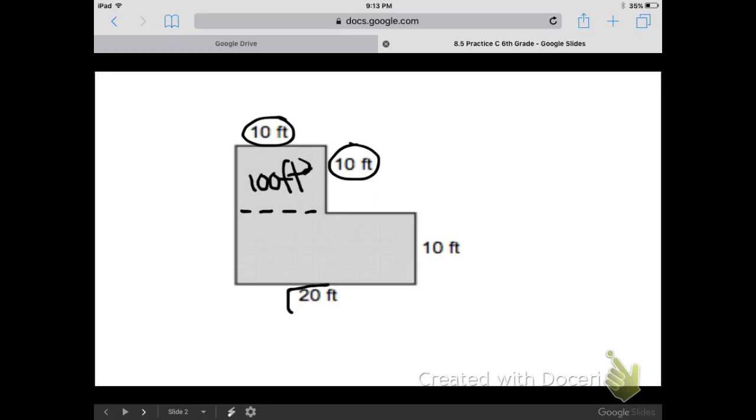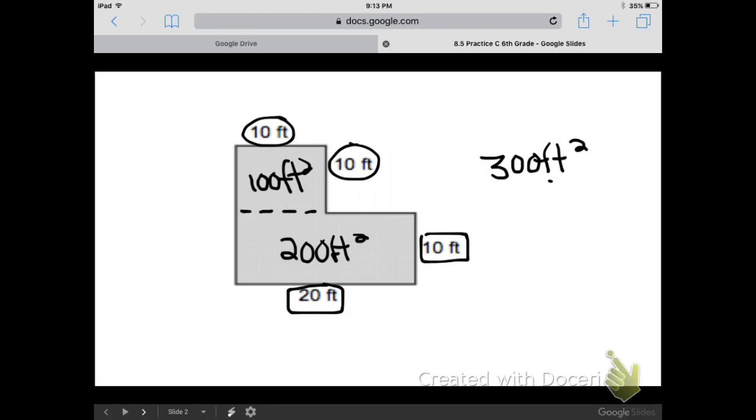And then we have the rectangular portion, which is going to be 10 times 20. That's 200 feet squared. Do not forget to add these two together. So that's 300 feet squared. Also, you want to make sure that you're including the correct unit of measure, and since it's area, we will always have this 2 to indicate that we're looking for area.